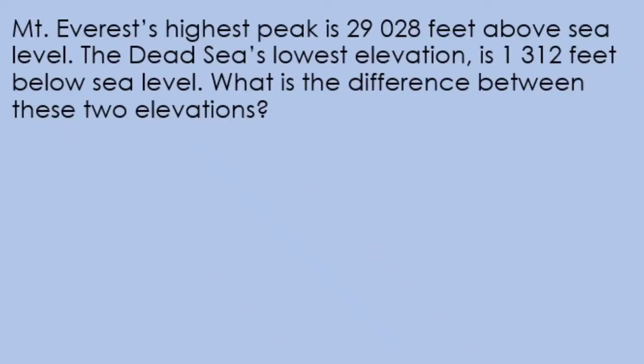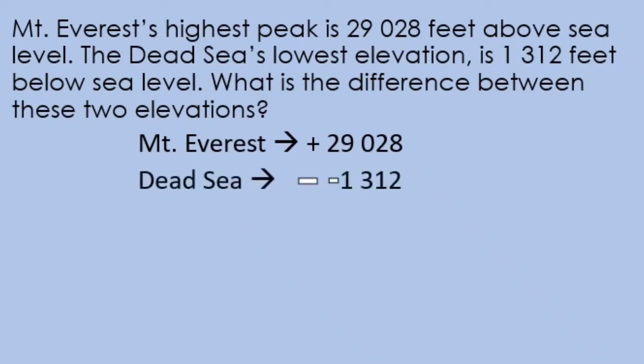Next, Mount Everest's highest peak is 29,028 feet above sea level. The Dead Sea's lowest elevation is 1,312 feet below sea level. What is the difference between these two elevations? So again, we will still subtract, and let's have Mount Everest, which is represented by positive 29,028, and then the Dead Sea is negative 1,312, and let's subtract them.